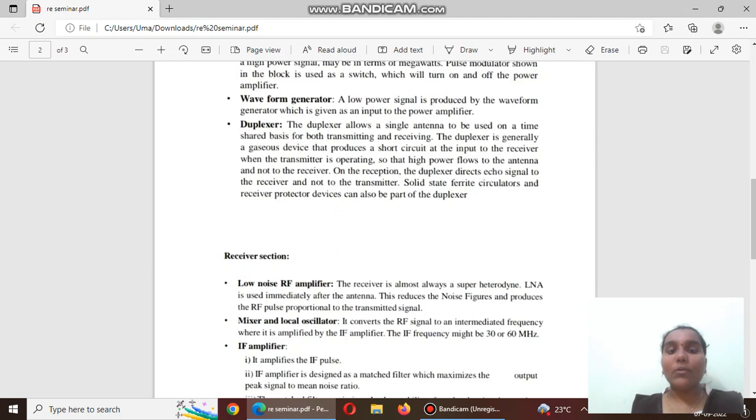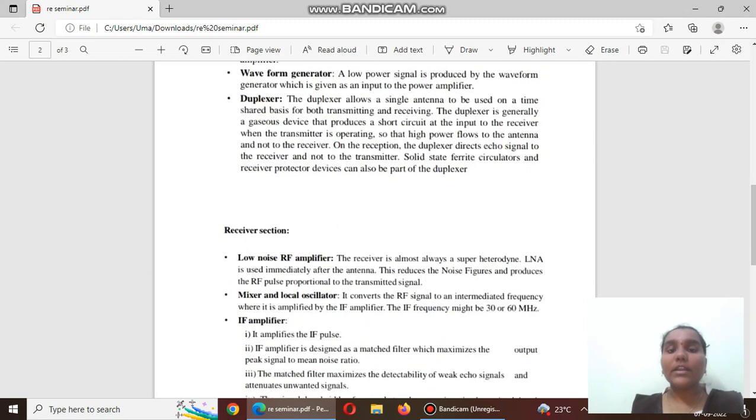Waveform generator: a low power signal is produced by the waveform generator, which is given to the input of the power amplifier. Coming to the duplexer, it allows a single antenna to be used on a time shared basis for both transmitting and receiving. The duplexer is generally a gaseous device that produces a short circuit at the input to the receiver when the transmitter is operating, so that high power flows to the antenna and not to the receiver.